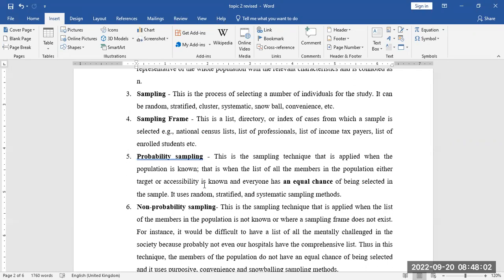Then we have cluster, systematic, snowball, and convenience. All these, random, stratified, cluster, systematic, snowball, and convenience sampling, we will learn in another chapter.